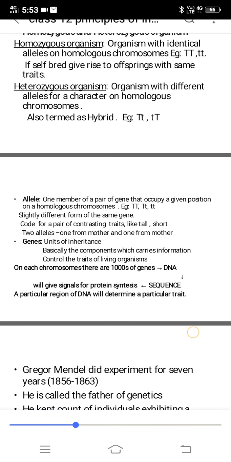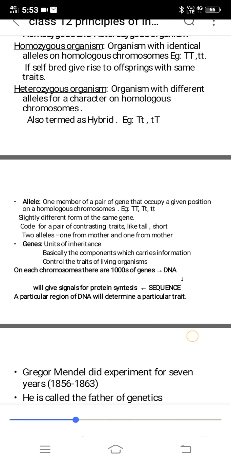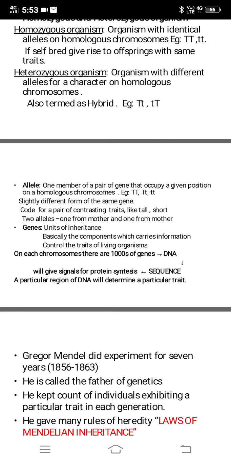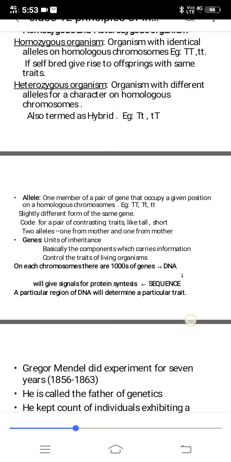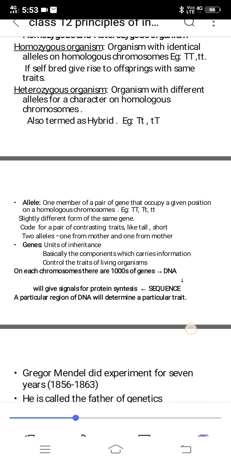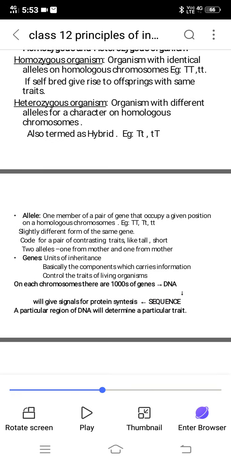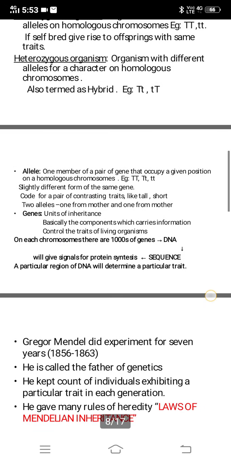Now on each chromosome there would be thousands of genes, and these genes would contain DNA. That DNA contains a sequence. That sequence will give signals for protein synthesis. So a particular region of DNA will be determining a particular trait.